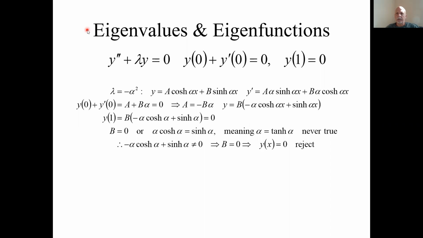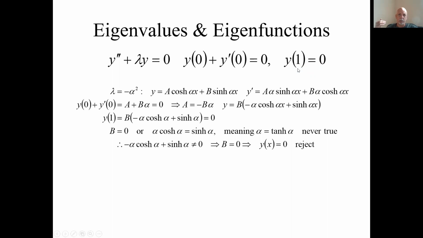Okay, we'll do another example of an eigenvalue problem. And here is the whole statement. The differential equation itself is just like the previous example we did, but the boundary conditions are a little different here. And here they are. The sum of the function itself and its derivative at the argument of 0 equals 0. And the function itself at x equals 1 is 0.